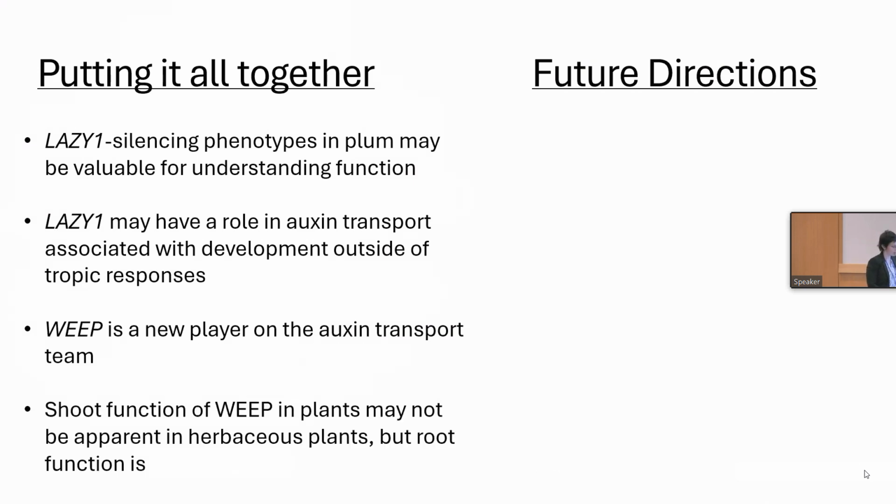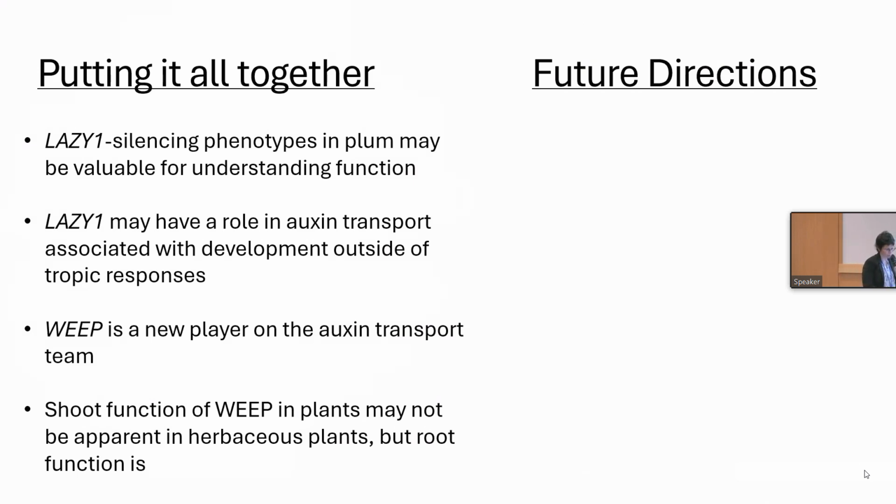And shoot function of weep in plants may not be apparent because they're herbaceous. We did see the root function in Arabidopsis and also the weep homologue in barley, EGT2. Those mutants have very narrow root phenotypes.